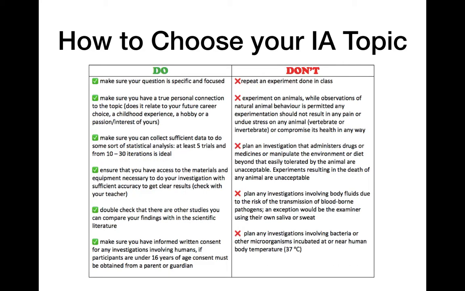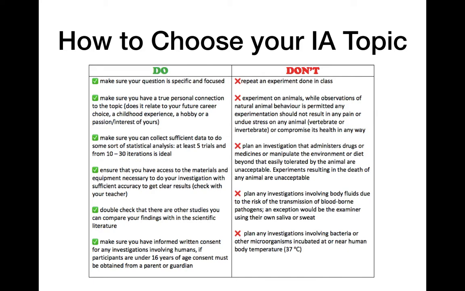So here's a good list of do's and don'ts for picking your IA topic. So let's start with the do's. Make sure you have a specific and focused question. So for example, how does pollution affect plant growth? Way too general. How does concentration of nitrogen in the soil affect plant growth? Better. How does nitrogen in soil affect root density? Much better.